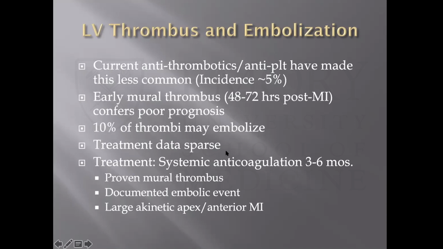We have limited data on how to treat these patients, but when we do see clot in the apex, typically putting these patients on warfarin for several months is going to be helpful. But again, that's in the setting of a proven mural thrombus, even more so if there's been a documented embolus. And the type of MI you're going to see these in are classically a large anterior infarct with a blown out apex.